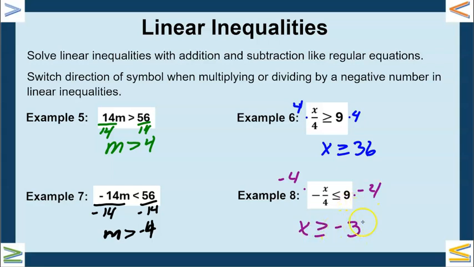negative 36. Now, if you want to verify that that's correct, give me a number that's bigger than or equal to negative 36. I'm going to keep it simple and use 0. 0 is greater than or equal to negative 36. If I put 0 back into the original inequality, 0 divided by negative 4 is 0, and 0 is less than or equal to 9. Therefore, x can be greater than or equal to negative 36. So that's how you can solve linear inequalities by adding, subtracting, multiplying, and dividing.